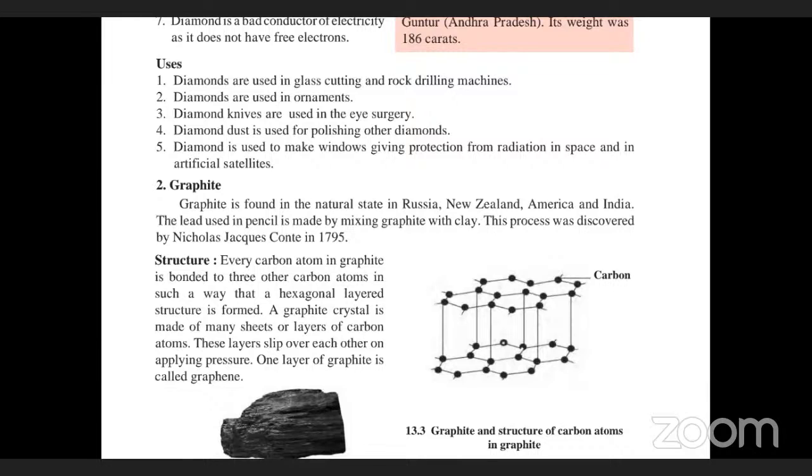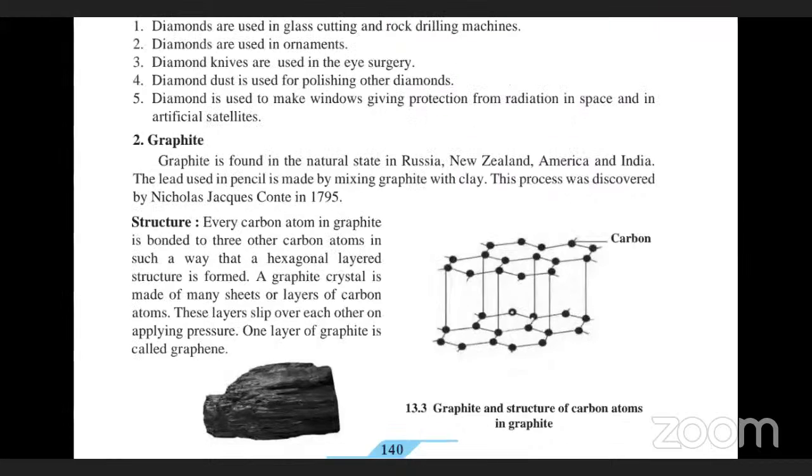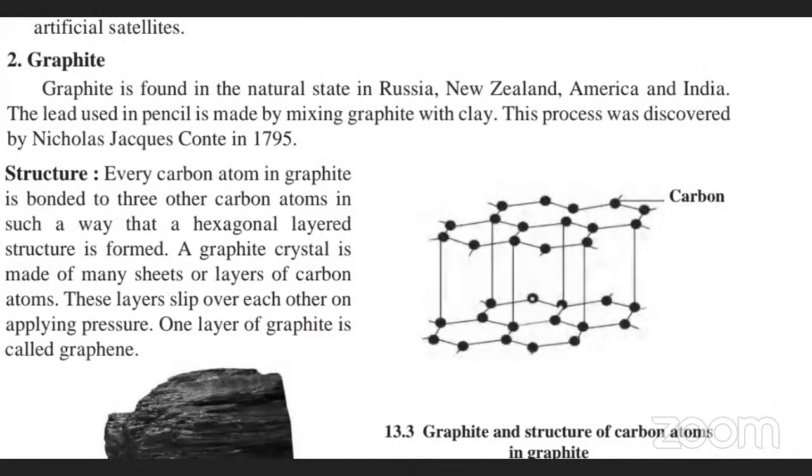Then talking about the structure again, since this is an allotrope of carbon, it is completely made up of carbon. No other element is used here. In diamond also we have studied that it is completely made up of carbon, and graphite also is completely made up of carbon. No other element is introduced in the structure. If you carefully see the structure shown in front of you, this carbon is forming hexagonal rings.